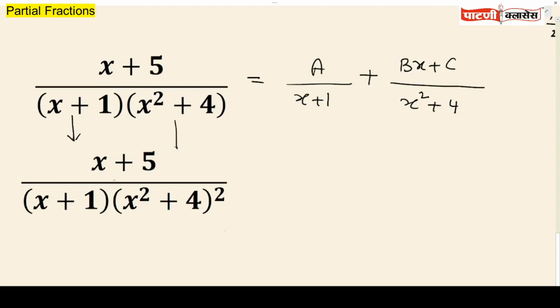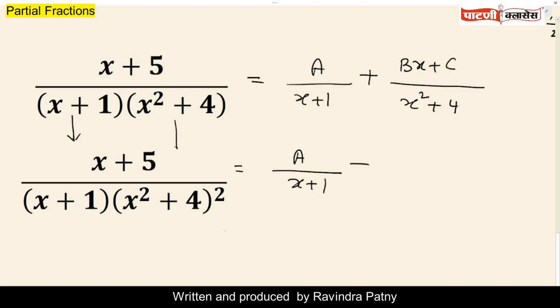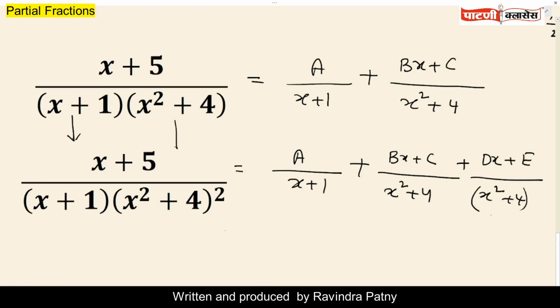And suppose x plus 5 upon x plus 1 into x square plus 4 whole square. So the quadratic factor also has some index, some exponent. In that case, how to write the partial fraction? Here is a linear factor, so we just write A upon x plus 1, but the second one is a quadratic factor as well as having index 2, so x square plus 4 whole square. First I write Bx plus C upon x square plus 4, and after that, because the power 2 is there, I need one more fraction, Dx plus E upon x square plus 4 whole square. This way we develop the partial fractions.